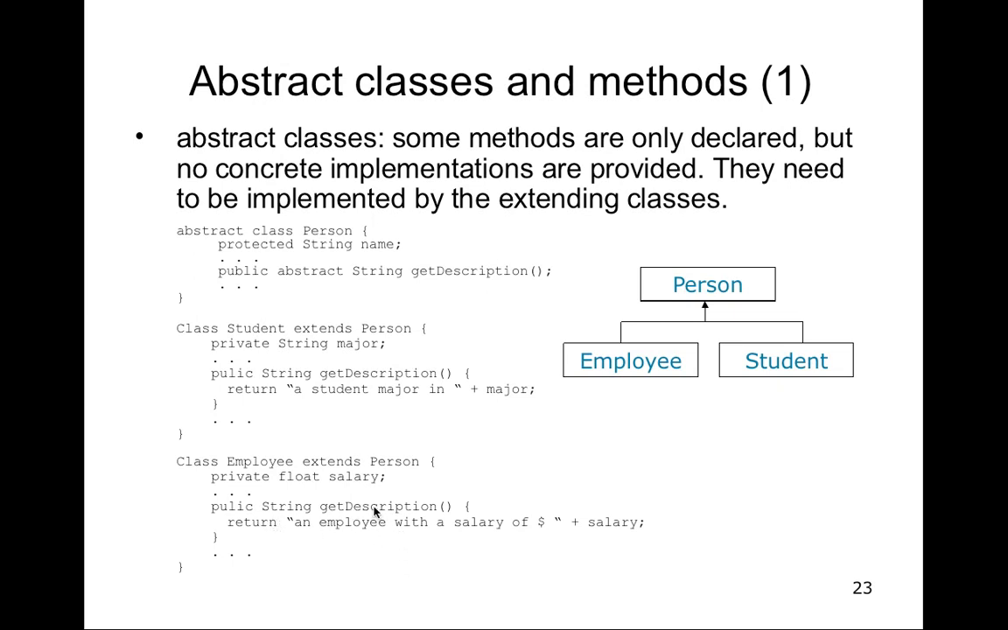So what do we have here? We have get description, an employee with salary such and such. Here we have a student with major such and such, because we have the major in here, we have the salary in here. So we've created two new classes, employee and student, that are both extended from person. And person is abstract. The reason why person is abstract is because we have an abstract method in here.